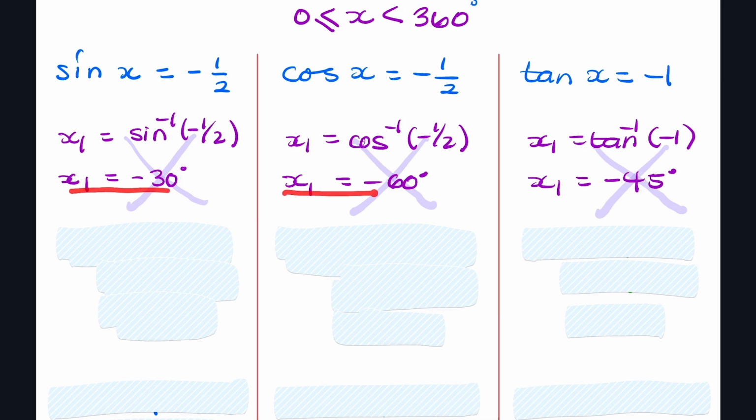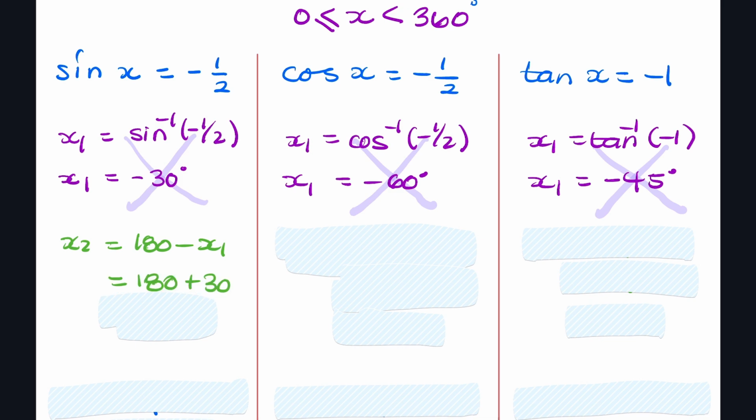So we've already eliminated x1, but for sine, there's always a second solution, which is 180 minus the first solution. So my second x is 180 minus my first x. So 180 minus 30 is 210, and 210 is within that range. So that's fine.